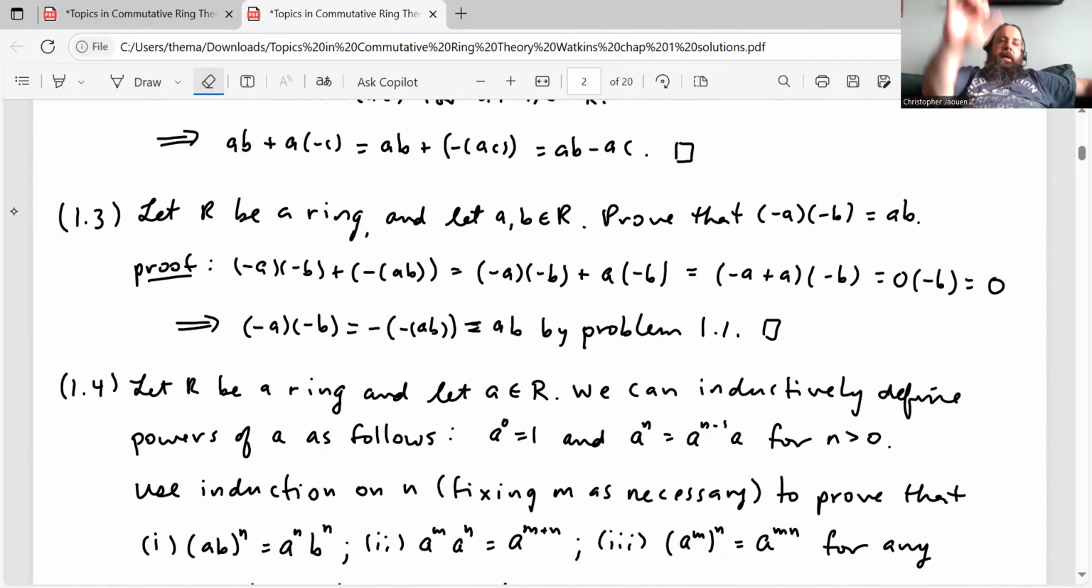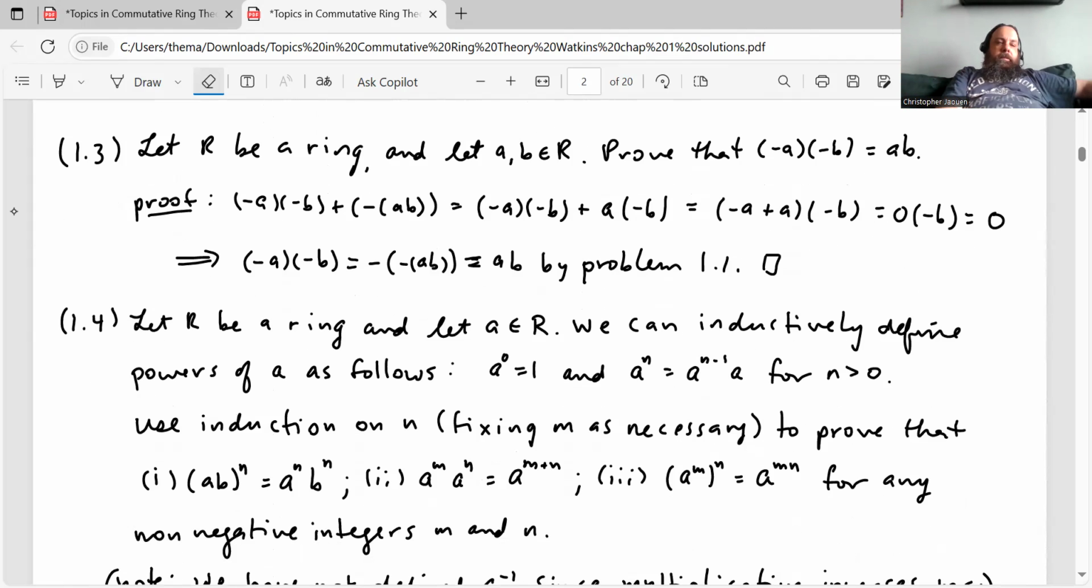All right, question 1.3. Let R be a ring and let A, B be elements of the ring R. Prove that the additive inverse of A times the additive inverse of B is equal to AB. And here's the proof. The additive inverse of A times the additive inverse of B plus the additive inverse of AB equals the additive inverse of A times the additive inverse of B plus A times the additive inverse of B, which is equal to, by the distributive law, the additive inverse of A plus A times the additive inverse of B, which is equal to 0 times the additive inverse of B, which is 0, which implies that the proposition is true by theorem 1.1, because additive inverses are unique.